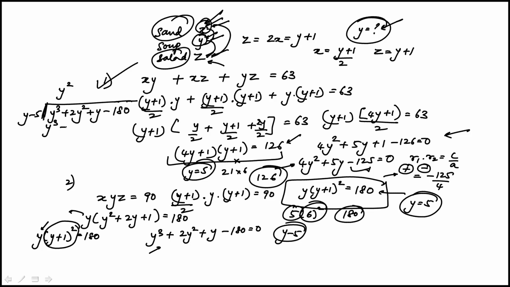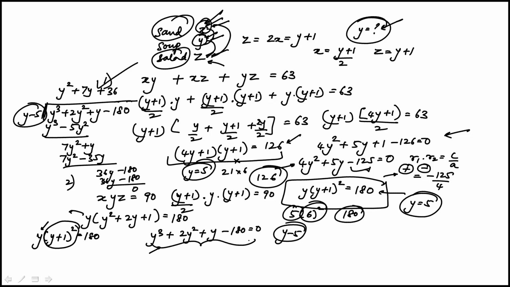But I should tell you that I'm not sure this is where anyone wants to go, needs to go. So y cubed plus 2y squared plus y, y cubed minus 5y squared, 7y squared plus y, 7y squared minus 35y. This will become 36y minus 180. And then I put a 36 here, which will give me a remainder of 0. So we do expect that to be a factor. But the key thing is this factors out to y minus 5 times y squared plus 7y plus 36 equal to 0. That just gives me 5.